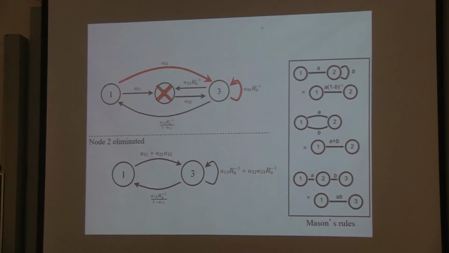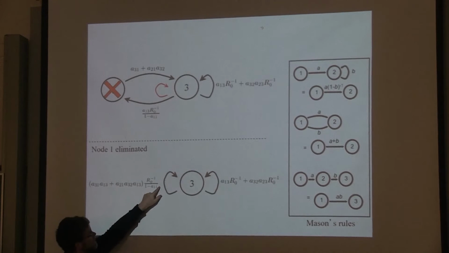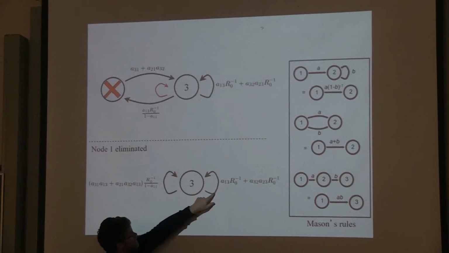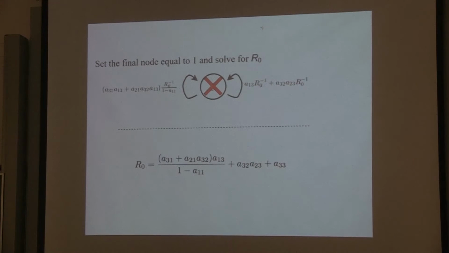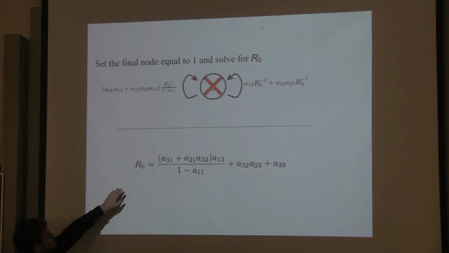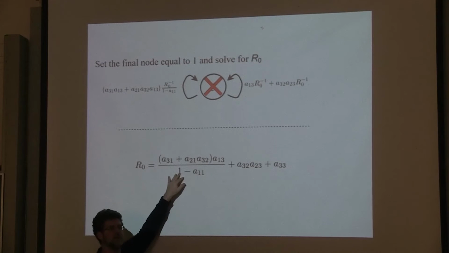That's what we do here. And then we have these two in parallel, so we add them together. And get rid of that node. And then set the value to 1. And that's the number we get there.